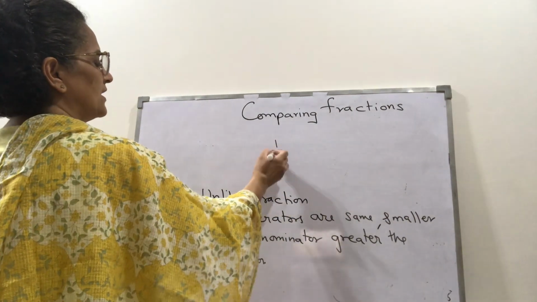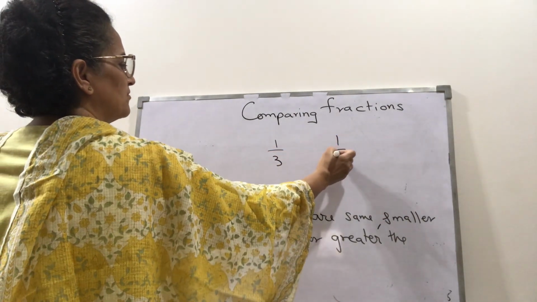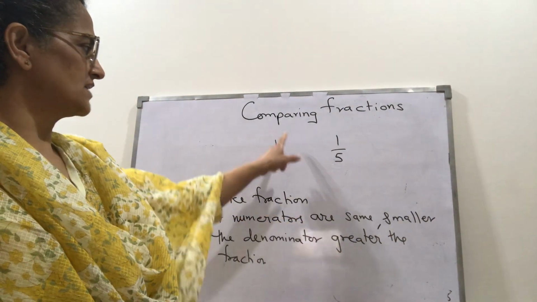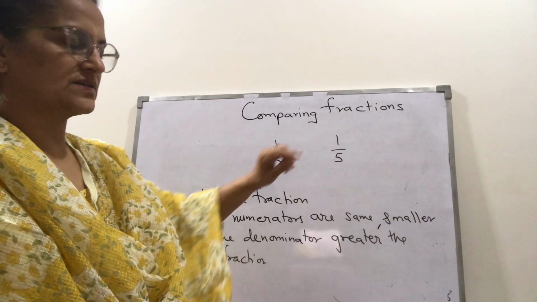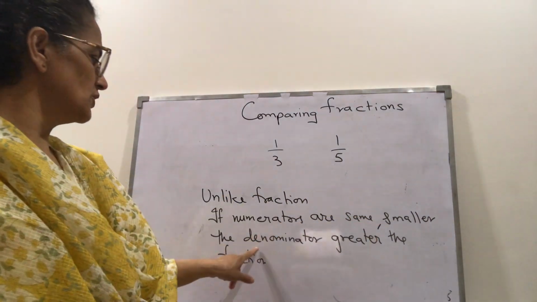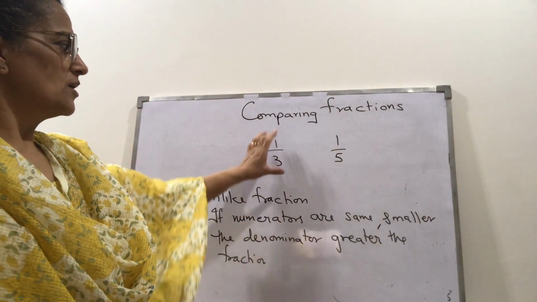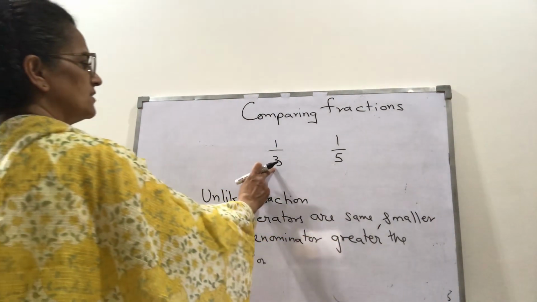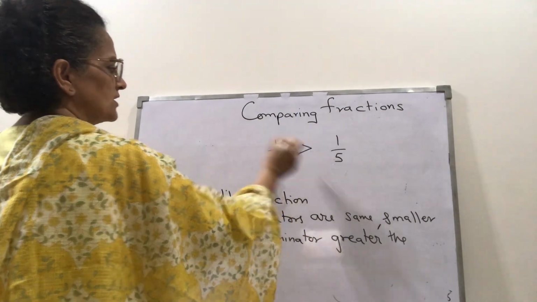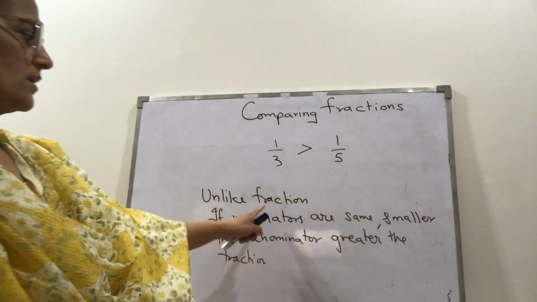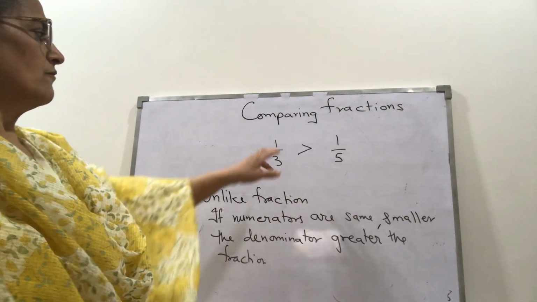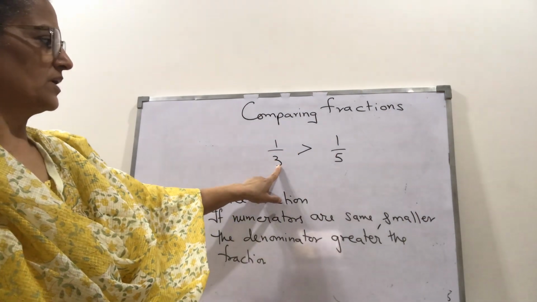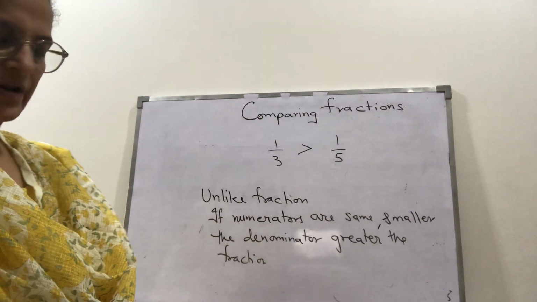If I take 1 by 3 and 1 by 5. Now here numerators are same. Smaller the denominator. 3 is smaller, so this fraction will be greater. If denominator is smaller, the fraction is greater. So you can remember, when the numerators are same, smaller the denominator, greater the fraction.